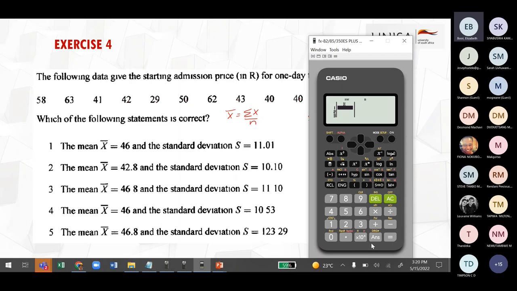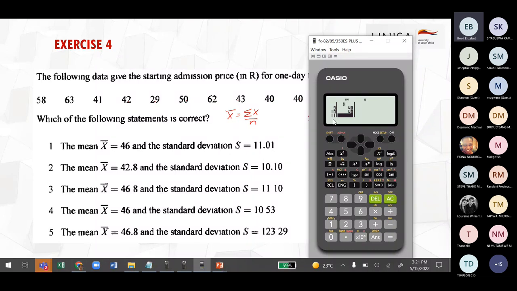So I'm going to press 58 equal, 63 equal, 41 equal, 42 equal, 29 equal, 50 equal, 62 equal, 43 equal, 40 equal, 40 equal. I hope I put everything correctly and you were watching what I was doing.